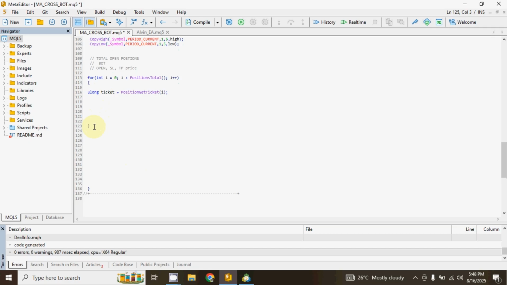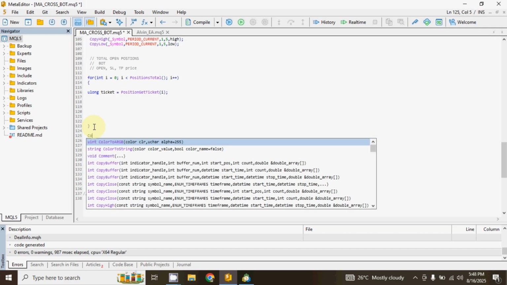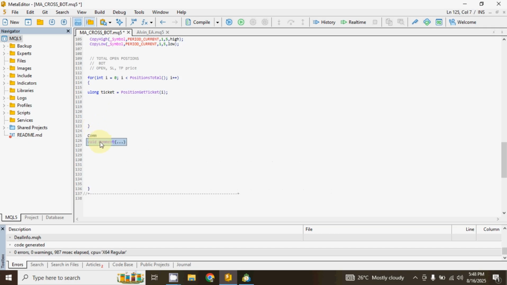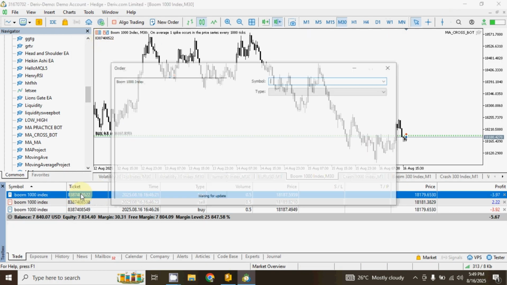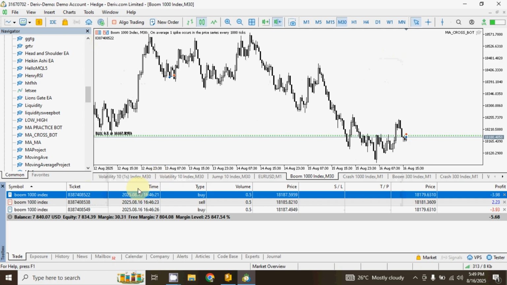For example, let's say I want to print out the ticket for the first position. Let me just come outside of the for loop. Let me comment position ticket index 0. Get ticket index 0. If I comment out the position ticket of index 0, you will see 8387405822. You can see that is for index 0. That is the ticket.